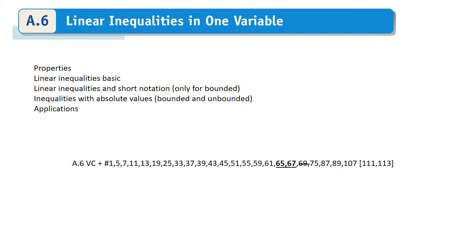All right, as we begin 8.6, I'm going to cover actually two things here. I'm going to cover properties, and I'm also going to cover notation. Those kind of go hand in hand. Once we do that, then we're looking at basic inequalities. Then we're going to look at something called short notation. Short notation only works for bounded functions here. And then let's take a look at inequalities with absolute value, bounded and unbounded, and then eventually let's take a look at maybe one, maybe two application questions here. All right, with that said, let's jam.